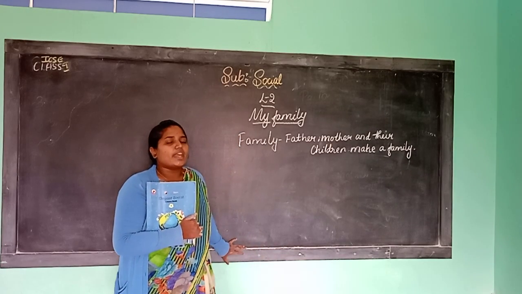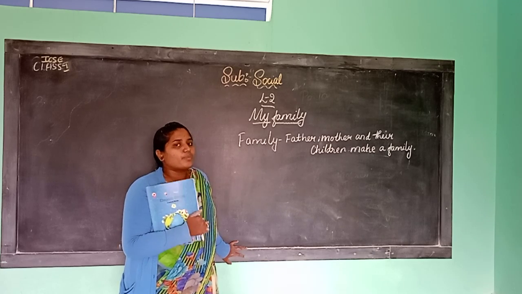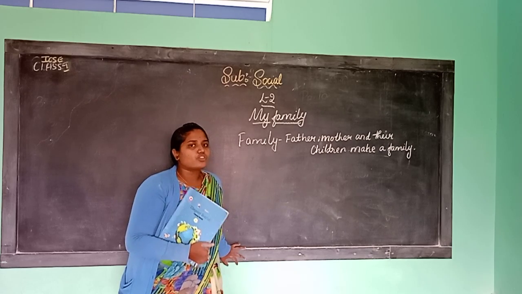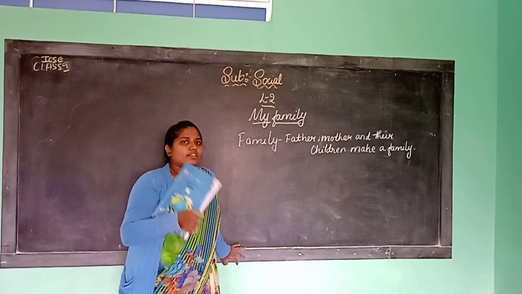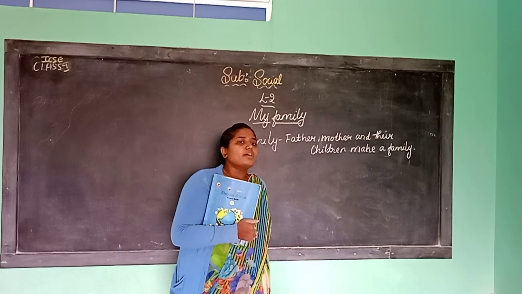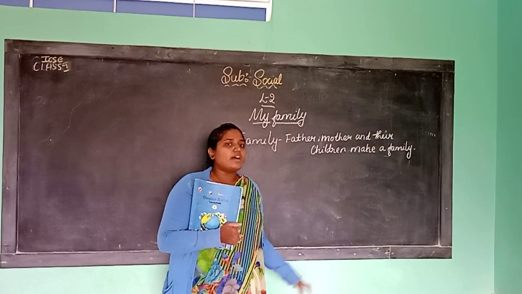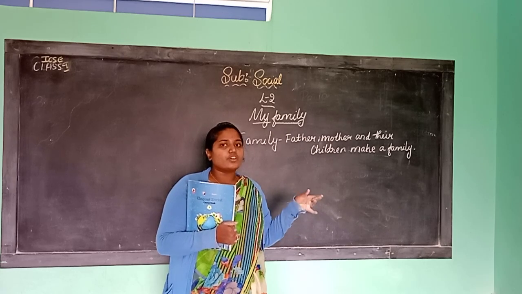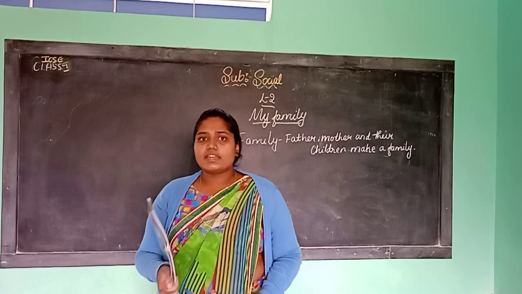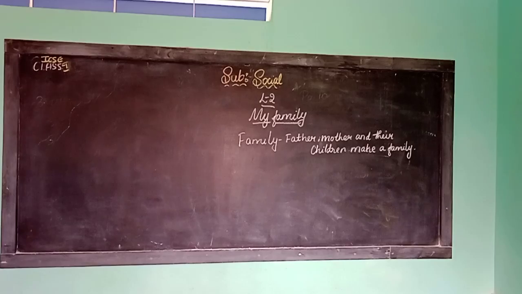What do they all do? They help each other. They love each other. They care for the family members. So what happens in a family? All the members are important in a family. All the members play an important role in every family. Appa is important, amma is important, we are important, sister and brother are all important. So every member of a family is important. They live together and care for each other.